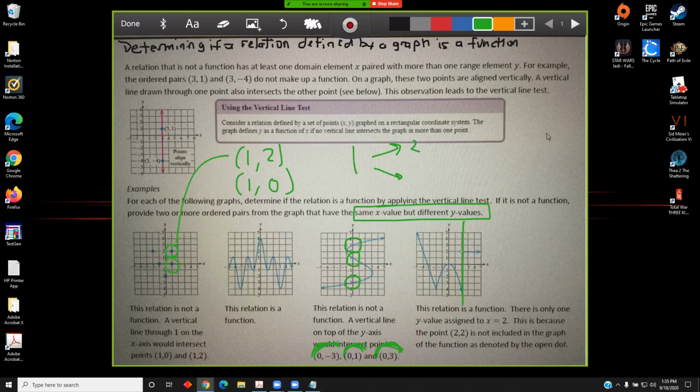However, notice that the point that we would be intersecting at the top part of this graph is an open dot. And for that reason, that is not an actual intersection. Therefore, we have only intersected once with that line, and therefore, this is a function. There is only one value of y assigned to the value of x equals 2.